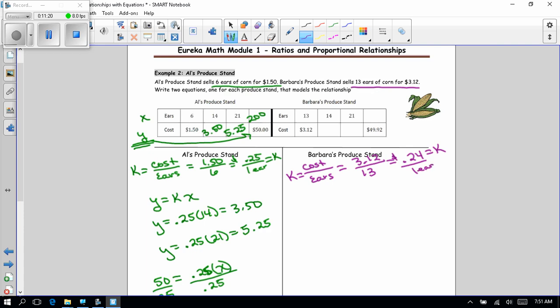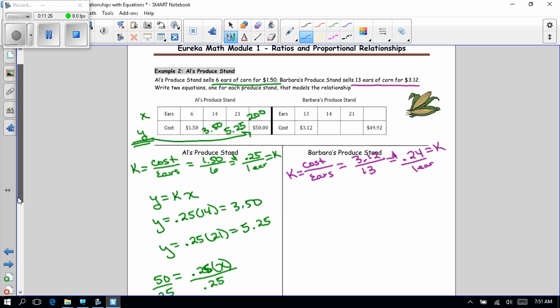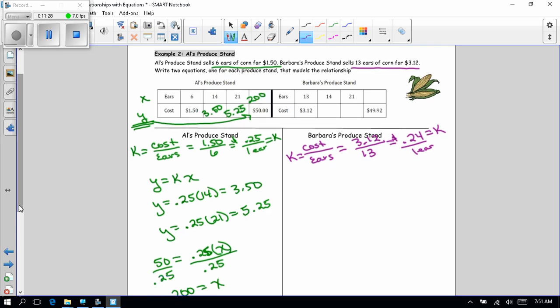All right? She's a penny cheaper for every piece of corn. Well, a penny, you're like, what's the big deal? Well, let's suppose that they have the same good tasting corn, so it's not a matter of who's got a better quality. My equation for this one's going to be y is equal to 0.24x. Al's, on the other hand, was 0.25 times x.